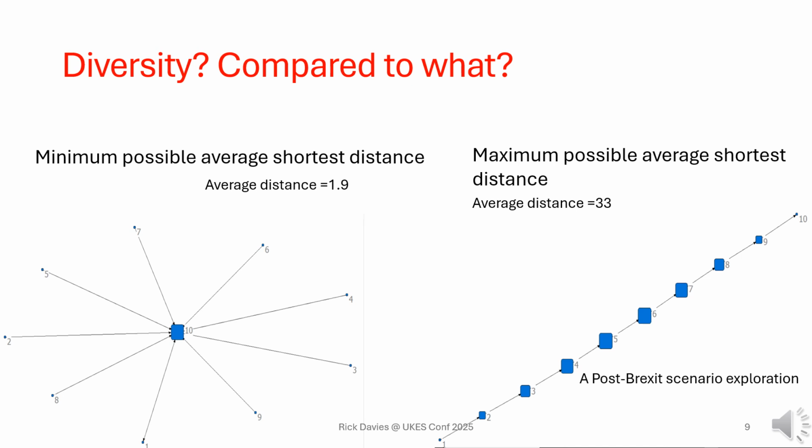The first is the maximum possible average shortest distance. This will be found in a linear structure like the one seen on the right. Using the same number of nodes, the maximum possible average shortest distance here is 33. On the left you will see a very different star-like structure. Using the same number of nodes, this structure minimizes the possible average shortest distance down to 1.9. So for any measure of novelty or diversity, we can compare it as a multiple or a fraction of either of these two measures.